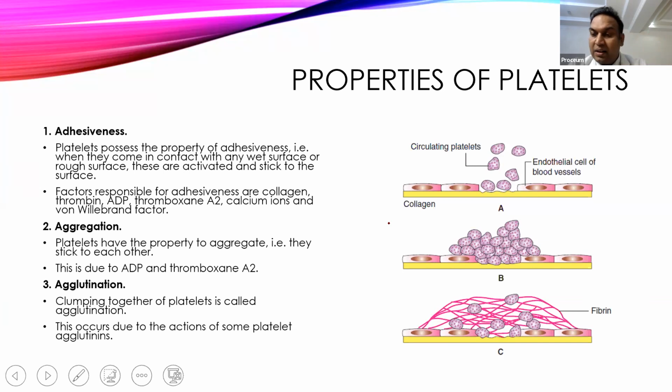The platelets will start attracting towards each other and come together, aggregate, and form a platelet plug-like structure. Then come to agglutination. This is also another important property. Platelets pile on each other and stick strongly to each other, and this mechanism is called agglutination of the platelet.